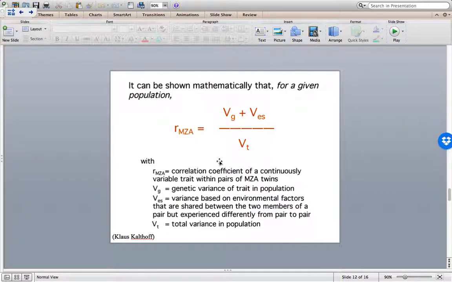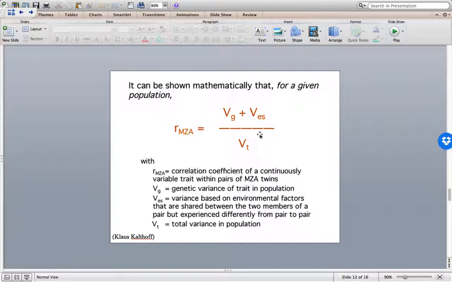From theory, it can be shown that this correlation coefficient, denoted by the variable r with the subscript MZ for monozygotic, equals the genotypic variance, V sub g, plus the shared environmental variance, denoted by this term, V sub es, over the total phenotypic variance. And note here we're denoting variance by the capital letter V instead of sigma squared.